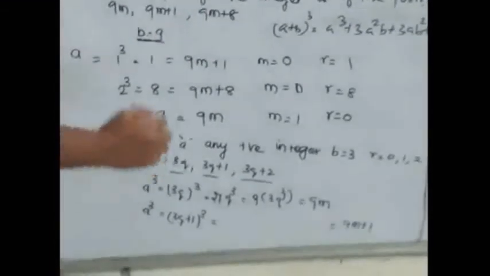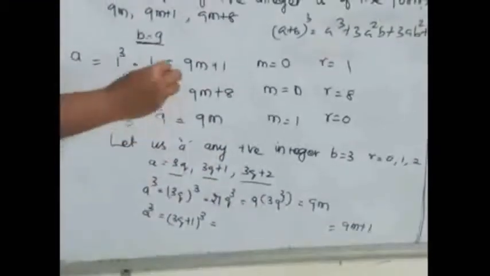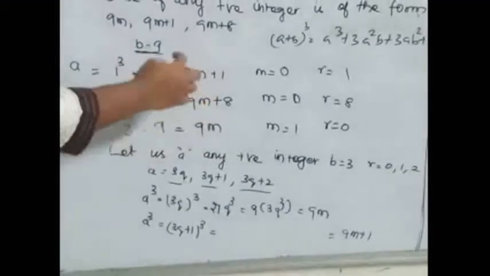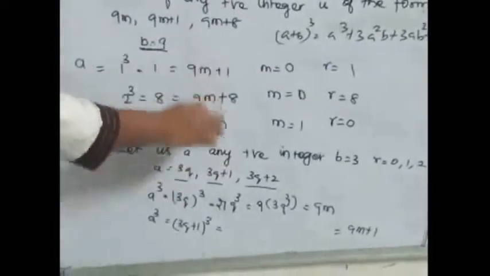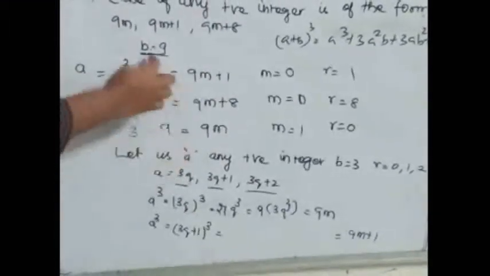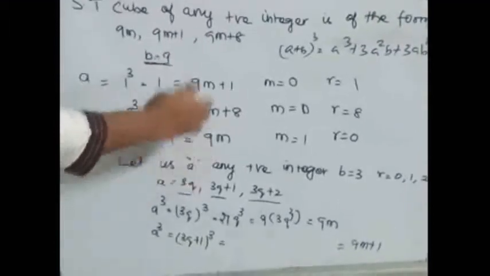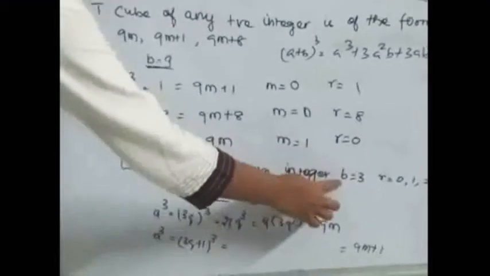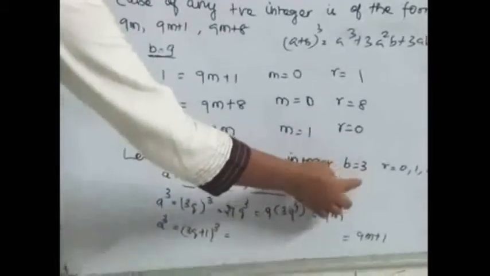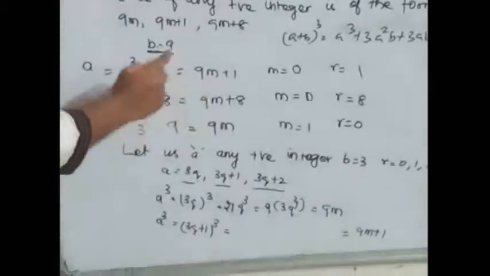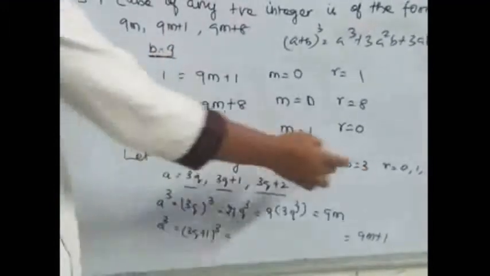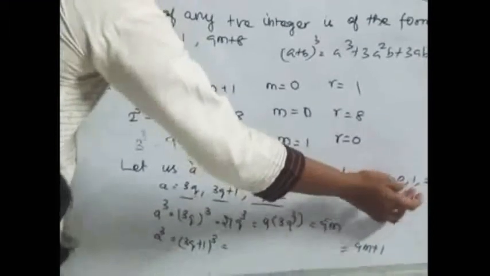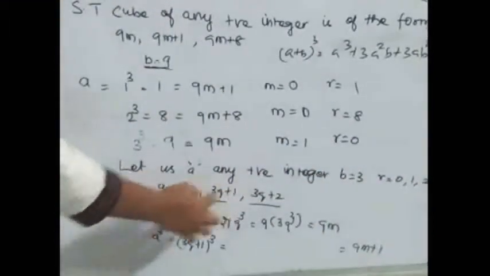We should prove that if you take any positive integer and cube it, then all the numbers will be in the form of this. The cube of every positive integer is always in this form. That only we have to prove. That's why I have taken b equal to 3, because 3 actually is a factor of 9. If b equals 3, you know r will be 0 or 1 or 2. So your equation will be this.